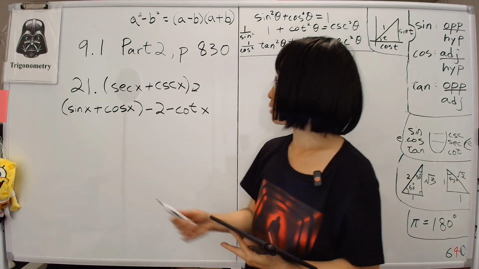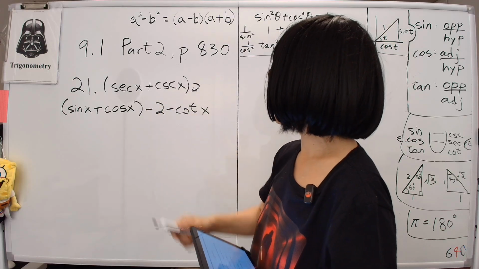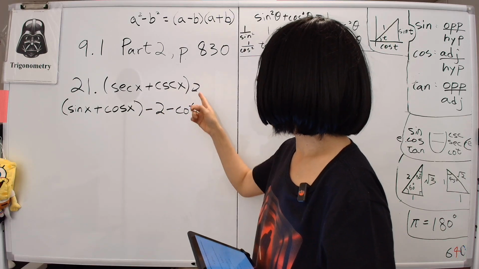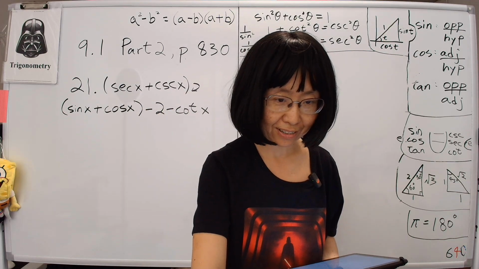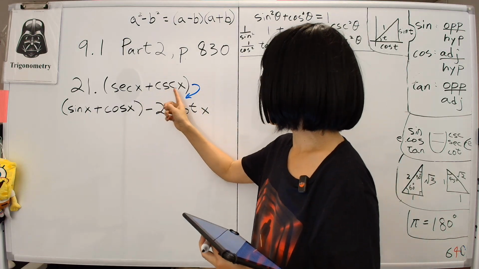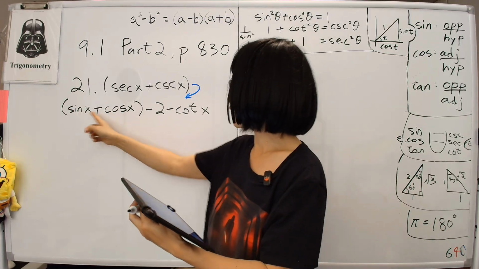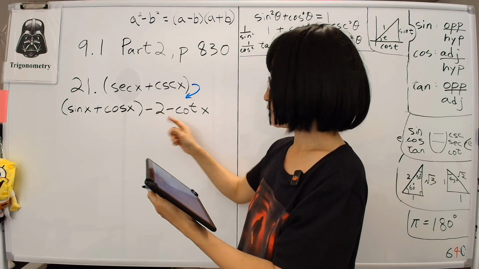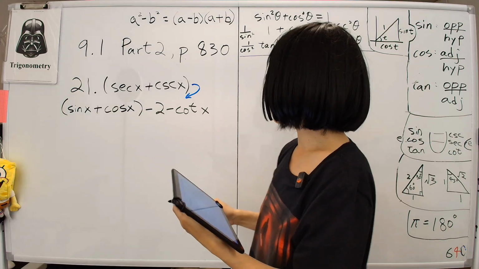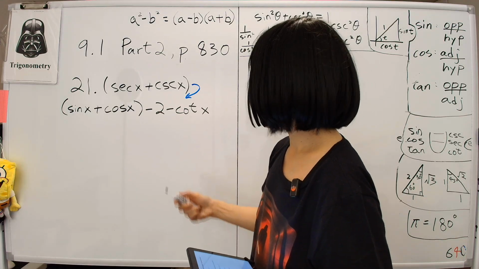Next, let's look at problem 21, where we have secant x plus cosecant x. I want to write it in the blue marker, that way you know that this is being multiplied to the next one: times sine x plus cosine x, and then minus 2, and then minus cotangent x equals to something. All right, so let's do that.